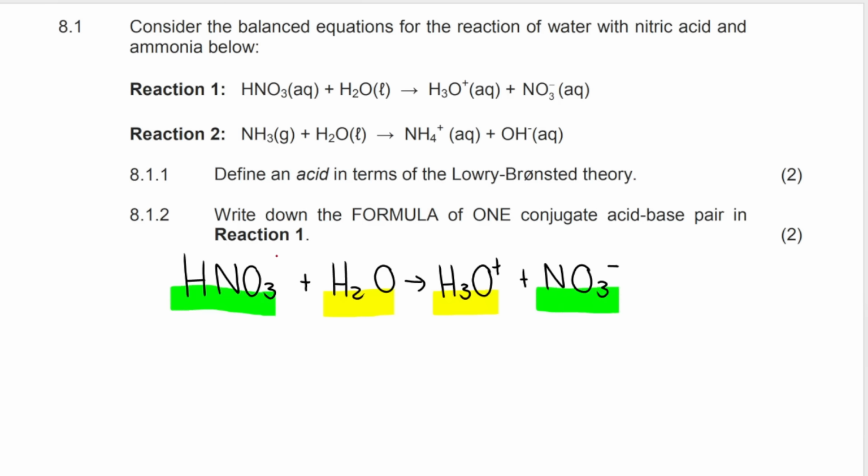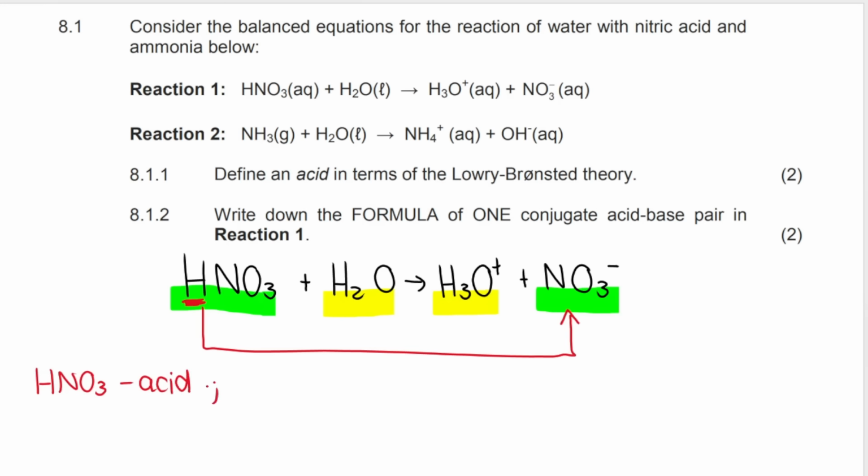Now you need to ask yourself, how did this become this? What happened to HNO3 to make it become NO3-? It looks like it lost an H. It looks like it lost an H+. In other words, it looks like it donated an H+. So that means that HNO3 is my acid. Okay? And what did it form? What did it become? It became NO3-, which is therefore my conjugate base.